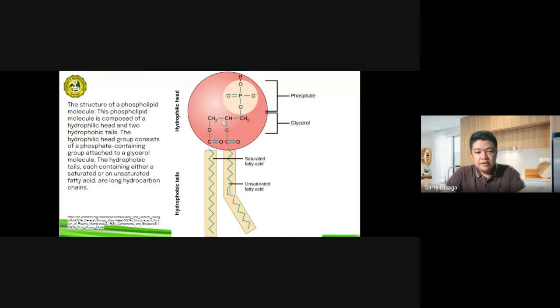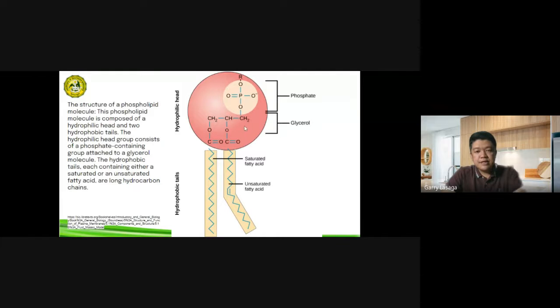So this one here represents the head of the phospholipid molecule. It is hydrophilic and the tails are hydrophobic. Since this is a phospholipid molecule, it is basically composed of a lipid and a phosphate group. And this particular head here is composed of the phosphate and glycerol.